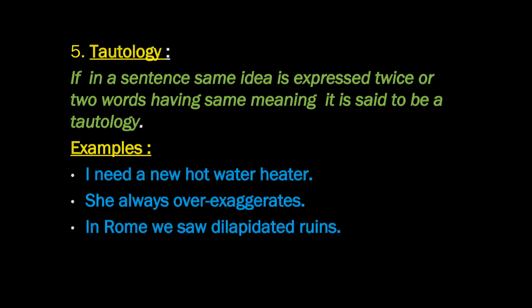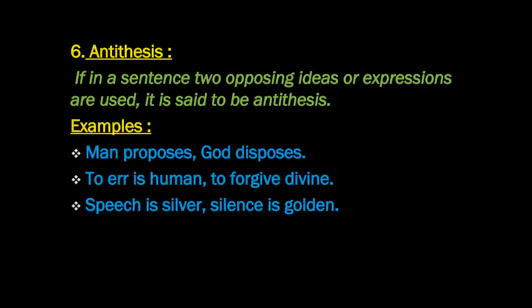Now let's move on to the next figure of speech, that is antithesis. In antithesis, you observe that in one sentence, two opposing ideas or two opposing expressions are expressed in the same sentence. For example, man proposes, God disposes. To err is human, to forgive divine. Speech is silver, silence is golden.